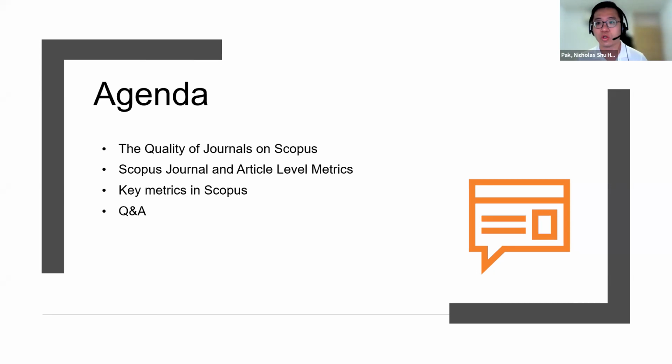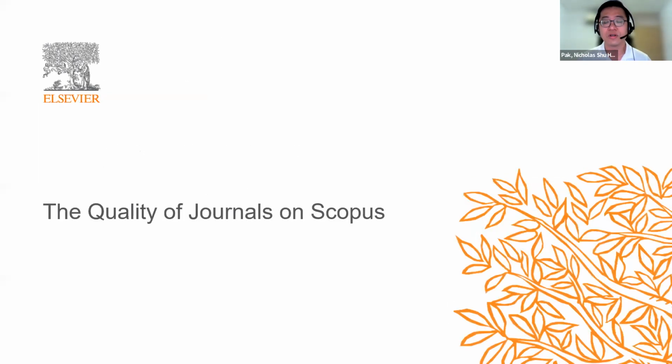Today's session, I'll be talking you through the quality of journals on Scopus and why this is unique, because this creates the foundational perspective in which we're able to generate the data that we are talking about and the research metrics that we'll be talking about. Up next will be Scopus journal and article level metrics. I'll be talking you through the different metrics that you'll be able to see and leverage, as well as key metrics within Scopus that you can look at, as well as additional questions and answers. Let's talk about the first session first.